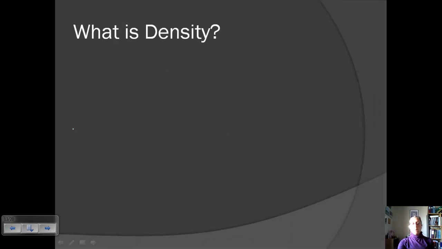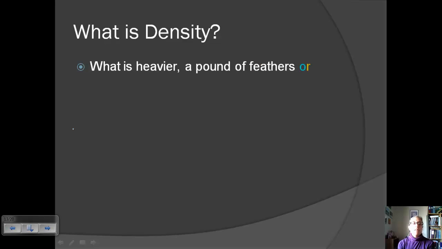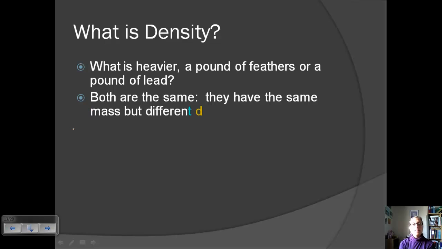Okay, so what is density? Well, let's look at the question. So we want to know, what is heavier, a pound of feathers or a pound of lead? Well, hopefully what you said was that both are the same, because they have the same mass, because we're looking at mass or heavier. But they do have different densities, and so we can look at which one is going to take up more volume, because density is a combination of mass and volume.